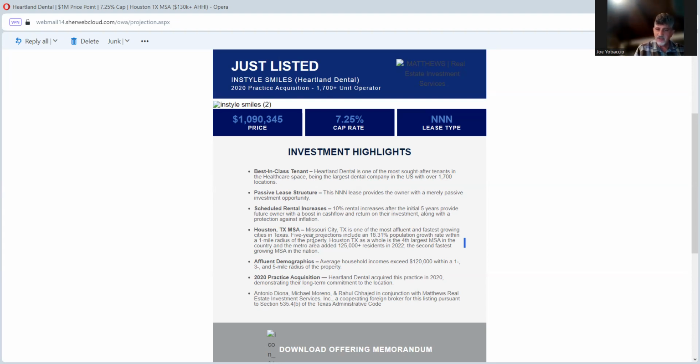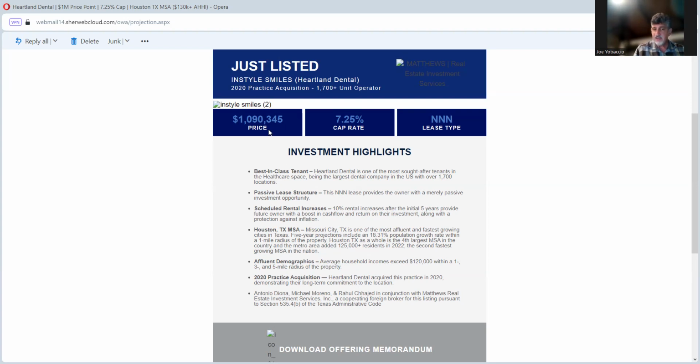It's in the Houston area, which is a huge population, a very fast growing population. And they're talking about adding a lot of residences. It's the second fastest growing area in the nation. So excellent location. It says something here about Heartland Dental having acquired another practice there in 2020. That's also a good thing.